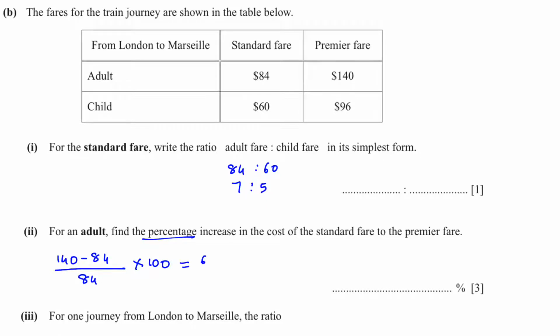We will get 66.666. It's a recurring number rounded to 3 significant figures. So you will have 66.7 percentage.